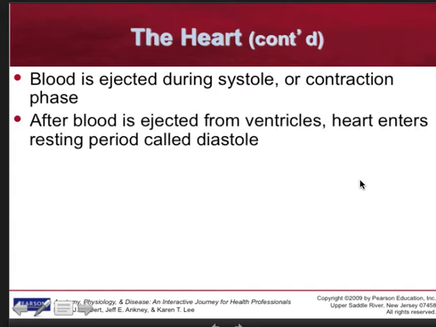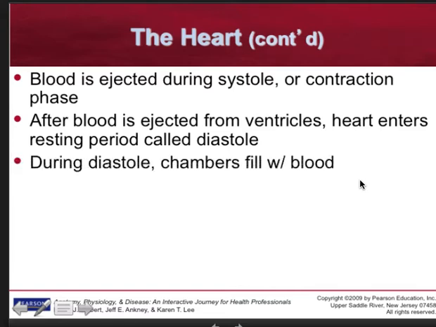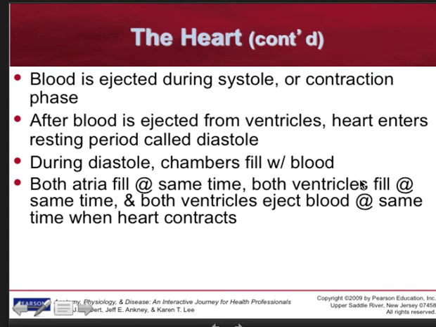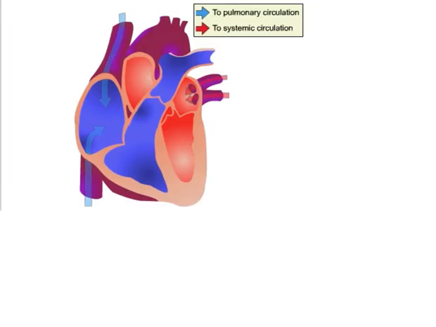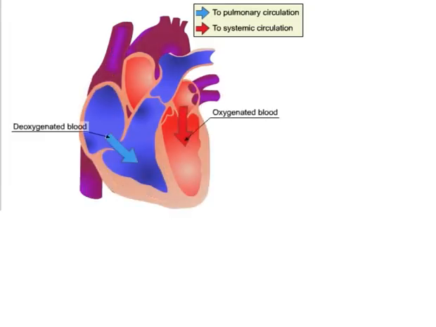The blood is ejected during a part of the heart cycle known as systole, or the contraction phase, and after blood is ejected from the ventricles, the heart enters a resting period known as diastole, during which the chambers fill with blood. Both atria fill at the same time, and both ventricles fill at the same time, and both ventricles eject blood at the same time when the heart contracts. The heart has to contract in a certain way to make sure that all the blood is squeezed out during each of these. The cardiac cycle continues when the atria contract, forcing blood into the relaxed ventricles. Valves prevent the backflow of blood from the ventricles to the atria.